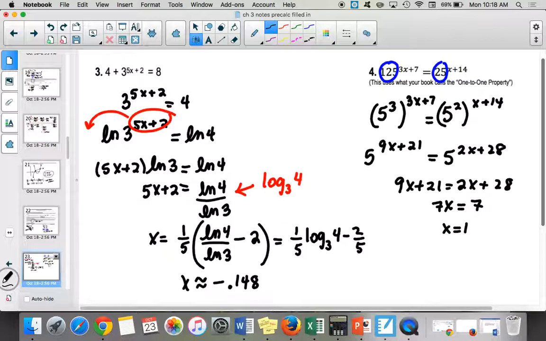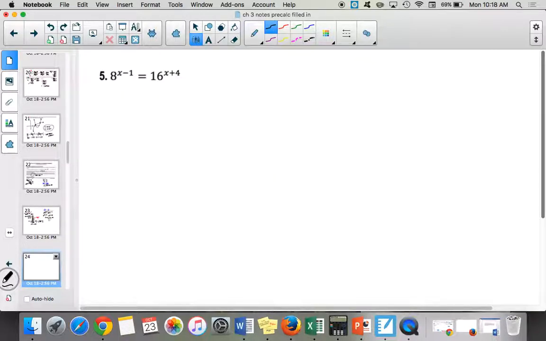All right, do we feel pretty good with exponential equations? All right, let's try some logarithmic ones. Oh, I guess we have this one as well. How would I set this one up? So 8 I would rewrite as 2 cubed and 16, 2 to the 4th.